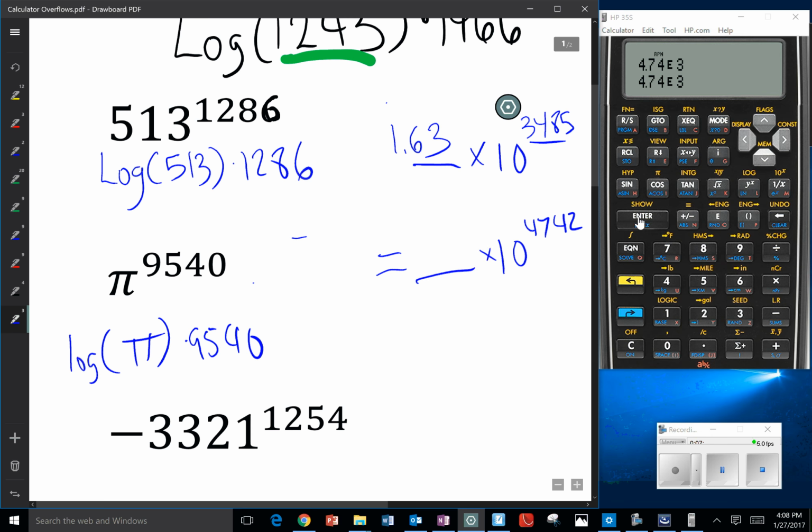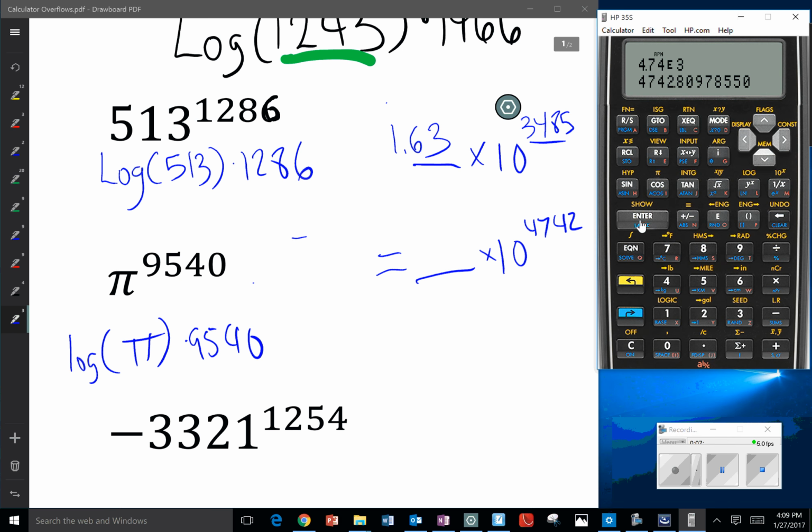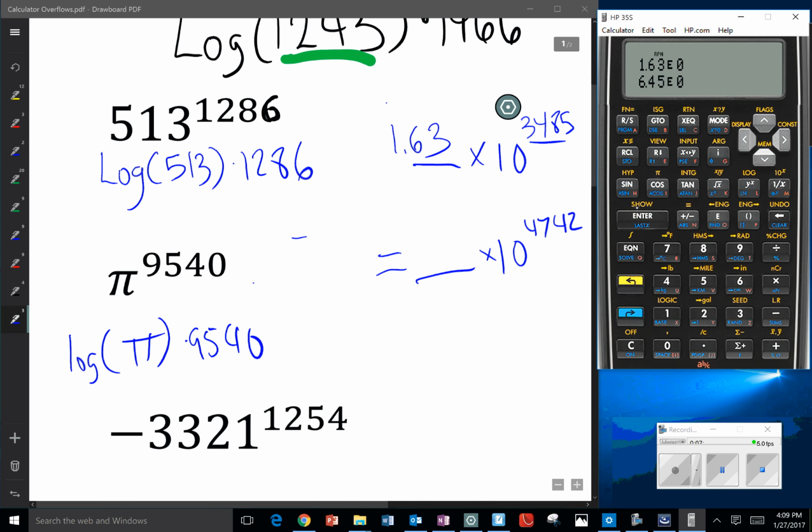And I still need my base. All right, so 4,742, I want everything but the decimal to go away. So I need to subtract 4,742. 4,742 needs to be subtracted. I get that number. That is the decimal part that was left from that original number. And remember, I logged at the beginning of the problem, so I want 10 to the x at the end of the problem. And I get 6.45.